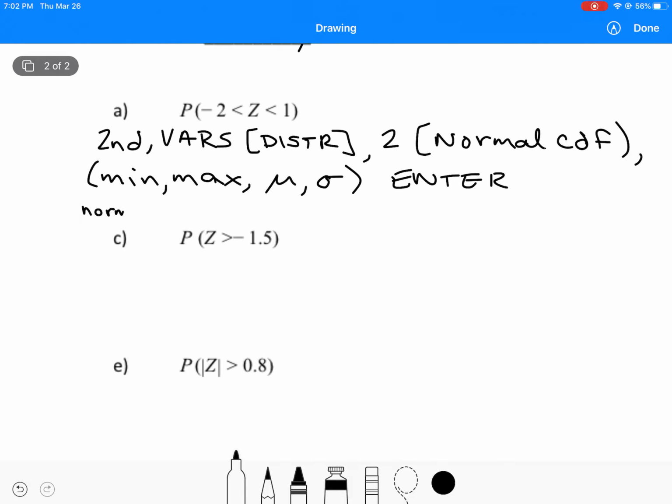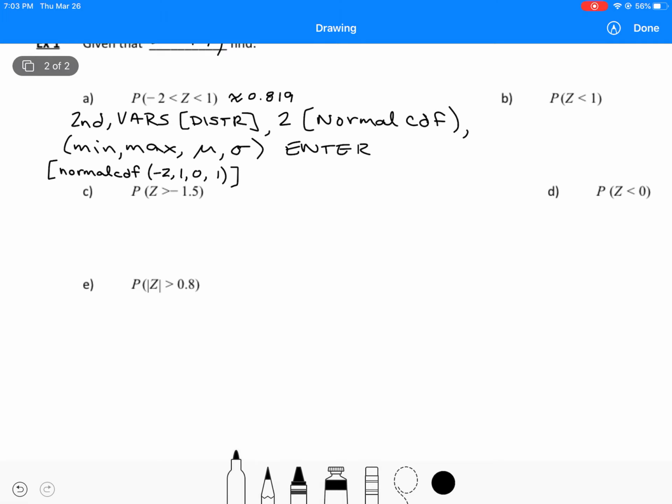So here, what should display on your screen is normal CDF, and then in the older calculator, you would have -2, 1, 0, and 1, and then you would put your answer beside here, and you should get about 0.819. Again, this is the calculator notation. You don't want to include that in your solution, but plugging this into your calculator, that is how you get to that 0.819 answer.